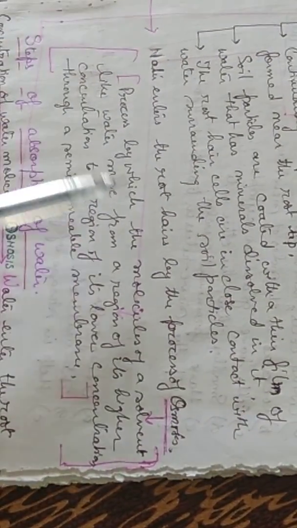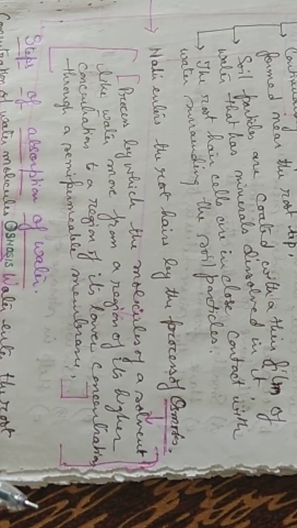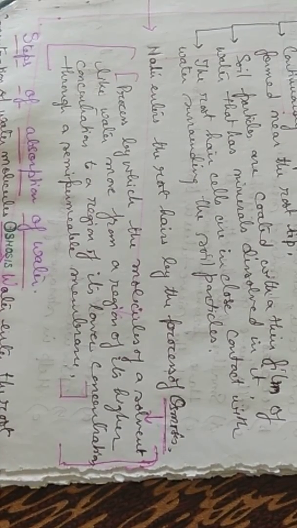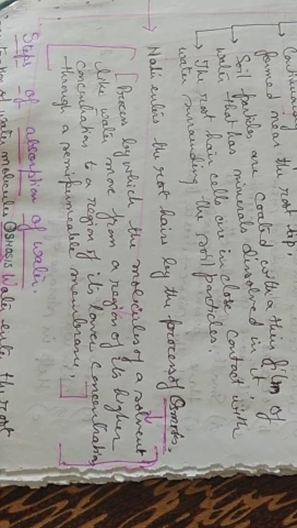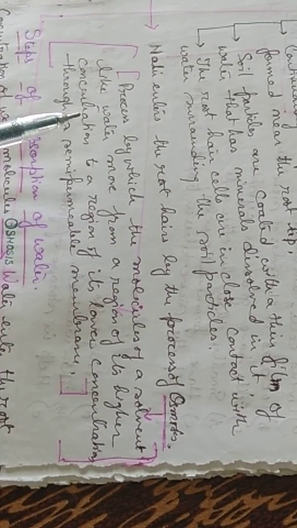And what is osmosis? Osmosis is a process by which the molecules of a solvent, like water, move from a region of their higher concentration to a region of their lower concentration through a semi-permeable membrane. That is, from the region where the water concentration is more to the place where the water concentration is less, with a semi-permeable membrane between them. That is known as osmosis, and the semi-permeable membrane is the cell membrane of the root hairs.